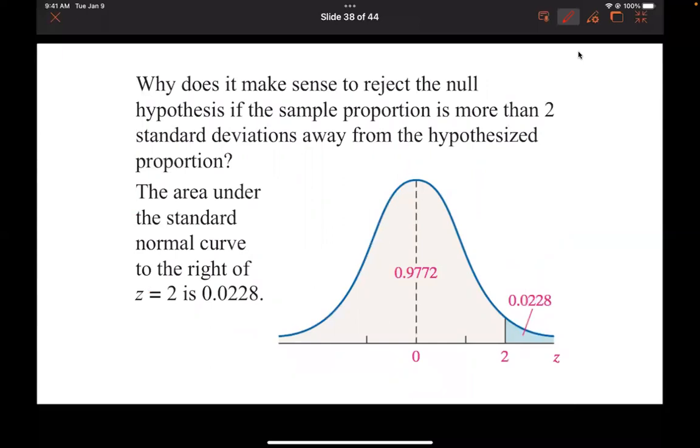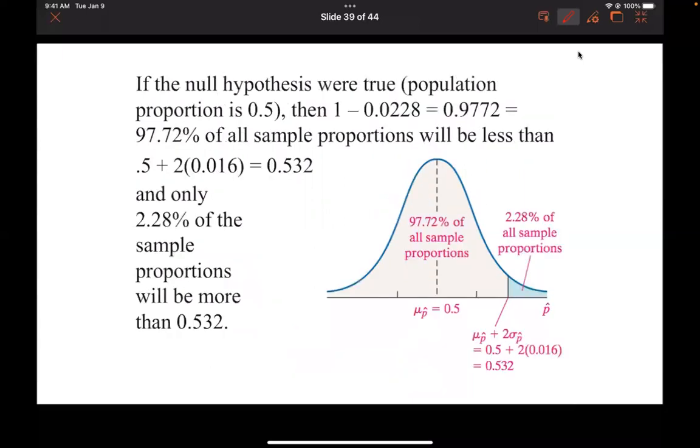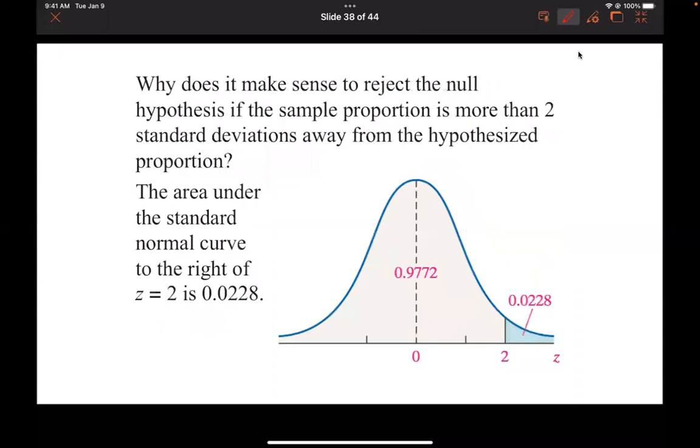So the area, I just looked at the area under the curve of a z-score of 2, because we were more than 2 standard deviations away from the mean. All right. So if our null hypothesis were true, then 97.72 percent of samples would be less than our sample, because of the area under the curve. So I'm going to move on because I think that this is just going to confuse you more.